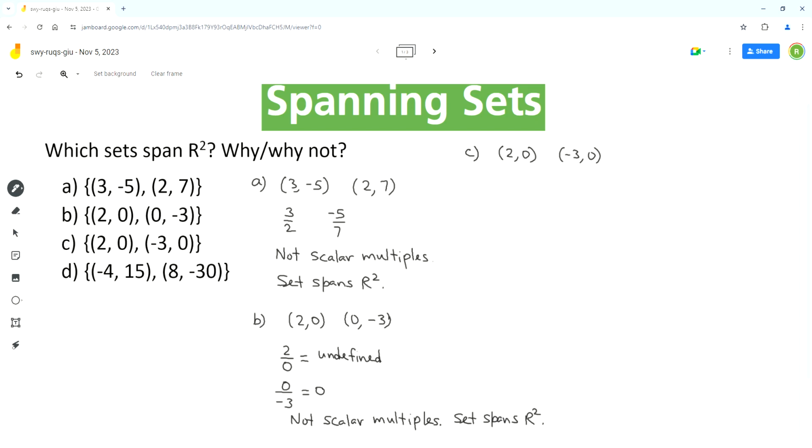In this case, we can change vector 1 to vector 2 by multiplying the first vector by -3 over 2. I can show you the steps. We do scalar multiplication. We multiply both components by negative 3 over 2, and negative 3 over 2 times 2 is just negative 3, and negative 3 over 2 times 0 is 0. So if we multiply the first vector by negative 3 over 2, we get the second vector. That means these vectors are scalar multiples. As a result, this set does not span R squared.